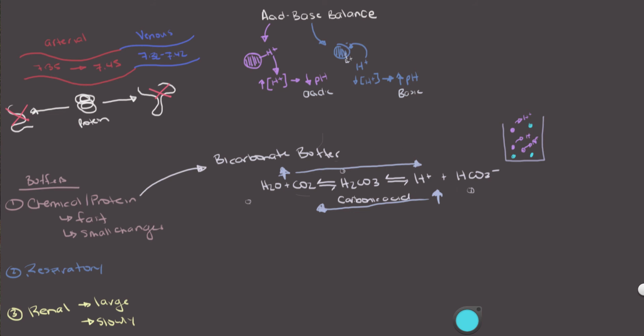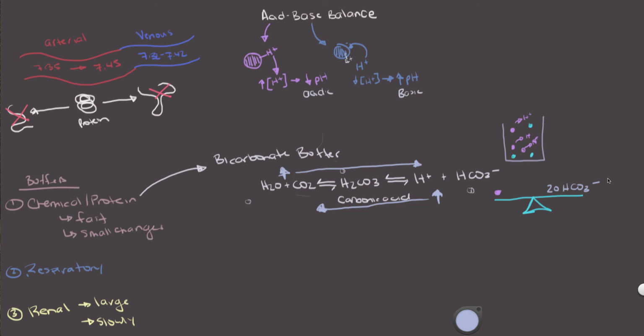Now, the only thing we need to remember about this is that in order for this equation to actually work, or for buffering to work, we need to have a ratio of bicarbonate that's much higher than our carbonic acid. So for every one carbonic acid, we actually have 20. So there's our one carbonic acid, and for every one carbonic acid, we have 20 HCO3 negatives, or bicarbonate ions.